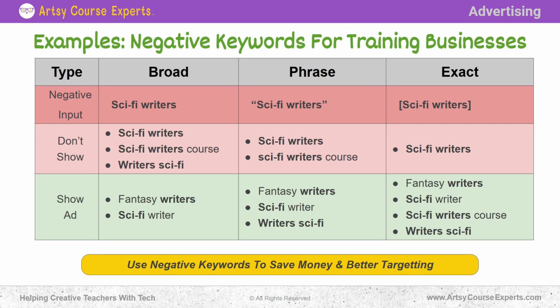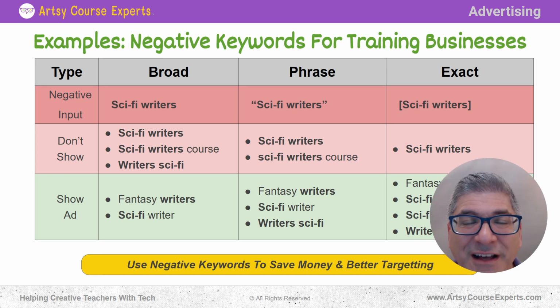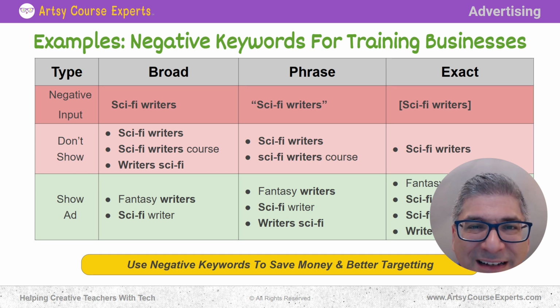Then you get good at the different kinds of matching algorithms, the broad, the phrase, and the exact match for both positive and negative keywords. If you want to level up, start exploring negative keywords. You're going to save money and you're going to be able to target your exact student for your online course, your exact member for your community, or student for your coaching business.